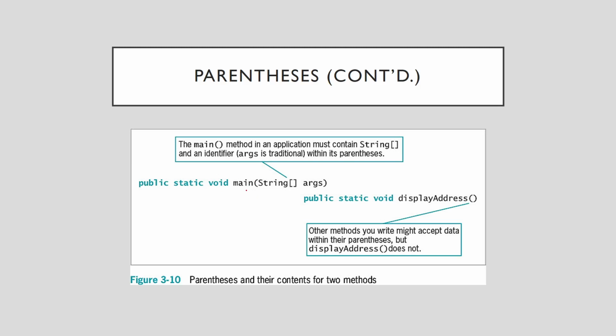Now, in the main method, we have a set of parentheses with parameters. In main, we have a string array type of arguments for the parameters. The display address is without parameters, since there are no local parameters here, since there's no data to be sent for this method.